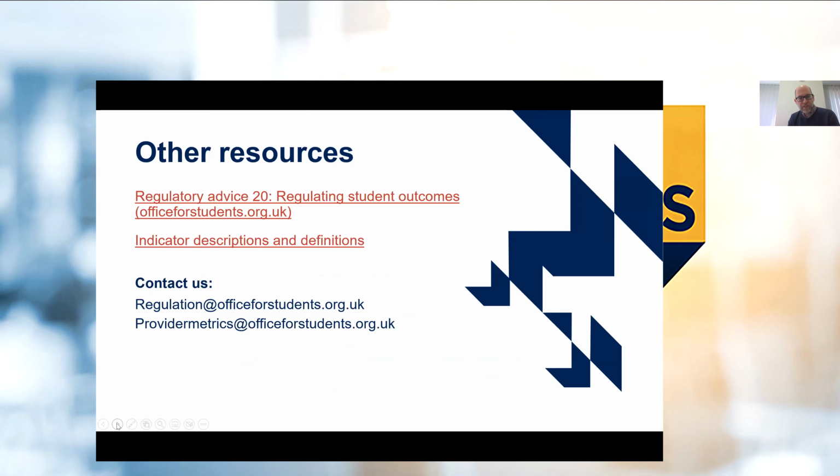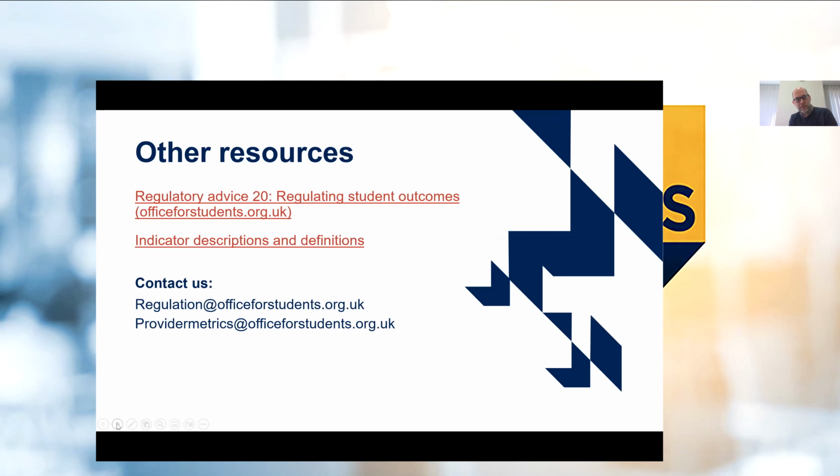So we've published, we've put these details in the chat, but just to remind you all once again, Regulatory Advice 20 is the core document for explaining this process. The indicator descriptions and definitions are a really helpful way to understand how those indicators are built and what actually counts positively in those. They are really helpful documents, not written solely for data specialists. They're written for everybody to engage with, and I would recommend having an opportunity to read through those.